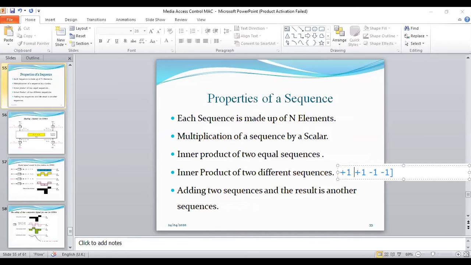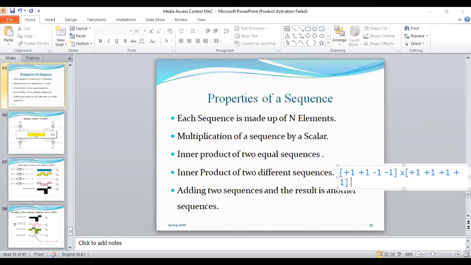This is the first sequence we have taken. Then you need to multiply with the second sequence. The second sequence is supposed to be plus one. Let us take it as plus one, then again plus one, again plus one, and again plus one. Now these two are different sequences, right? The first sequence is different from the second sequence. That is what the inner product of two different sequences means.